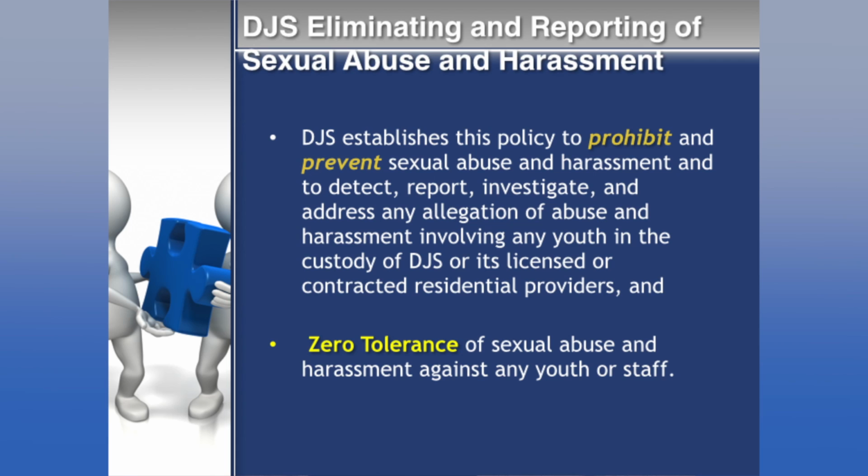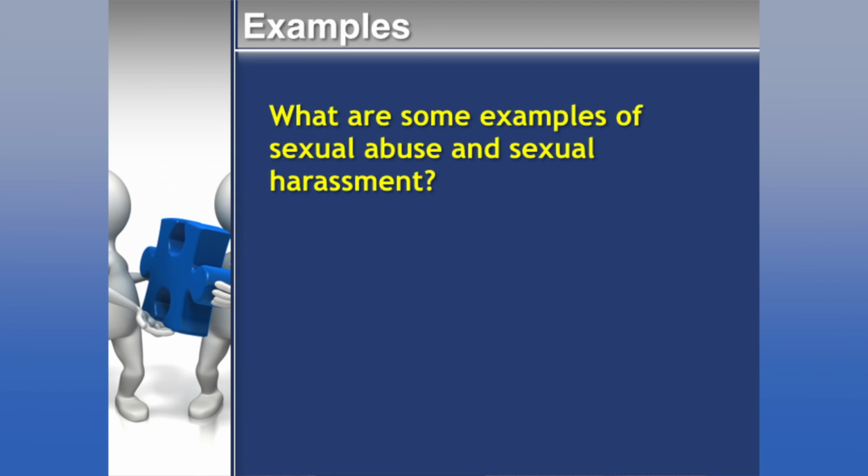DJS establishes this policy to prohibit and prevent sexual abuse and harassment, and to detect, report, investigate, and address any allegations of abuse and harassment involving any youth in the custody of DJS or any of its licensed or contracted residential programs. Again, DJS has zero tolerance for sexual abuse or sexual harassment to any of its youth or staff. So take a moment and think about, what are some examples of sexual abuse and sexual harassment? In the next few slides, we will discuss those things.